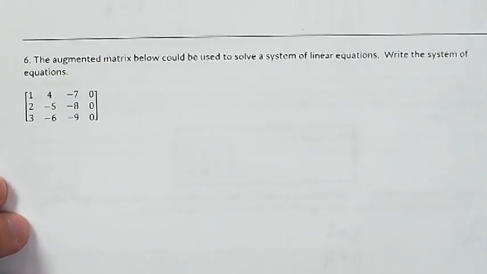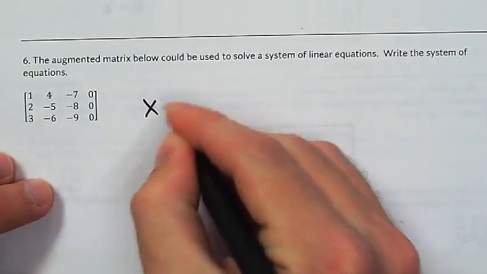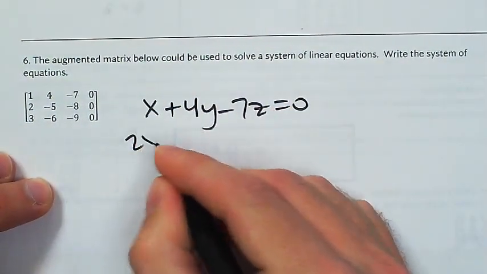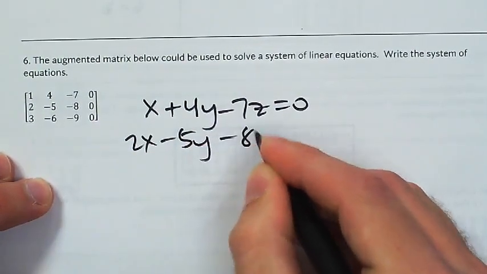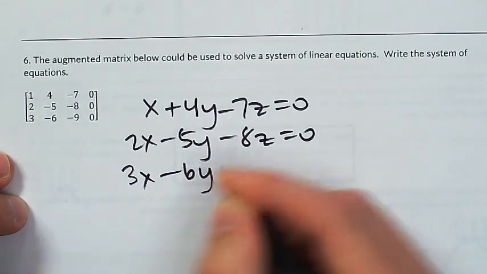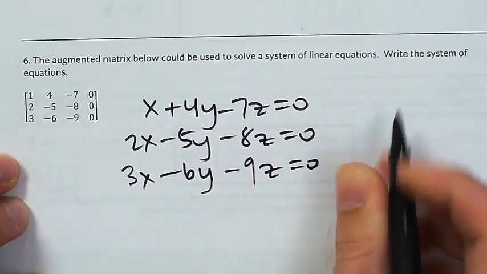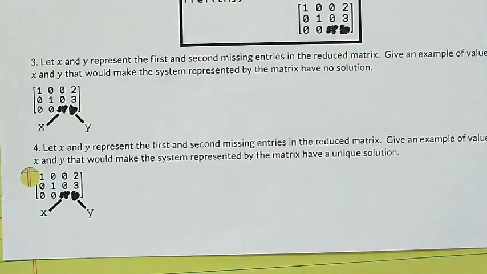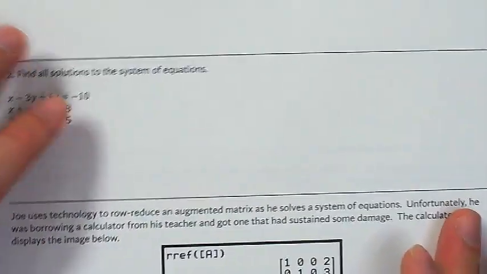And then if this is the augmented matrix, write the system. That'd be 1x plus 4y minus 7z equals 0. 2x minus 5y minus 8z equals 0, and then 3x minus 6y minus 9z equals 0. It said write the system of equations and don't solve it, so I'm just going to stop there. That's all for Form A. Let's do Form B now.